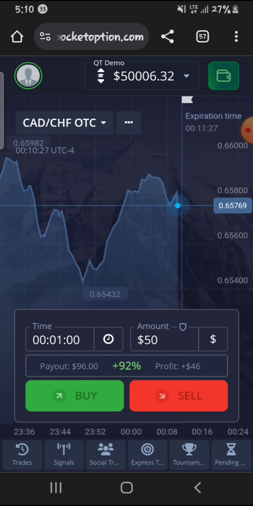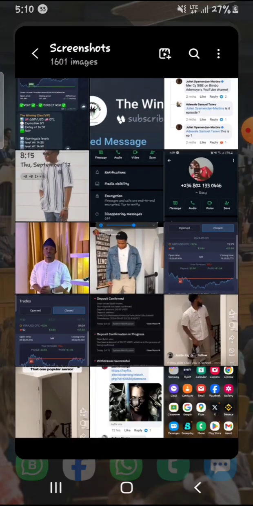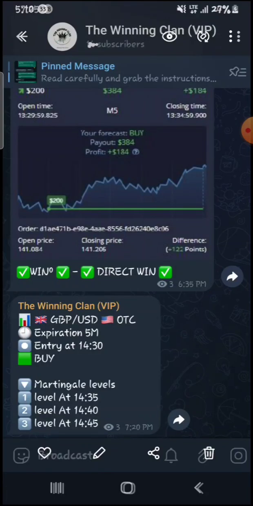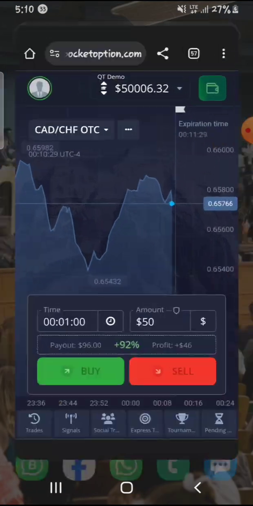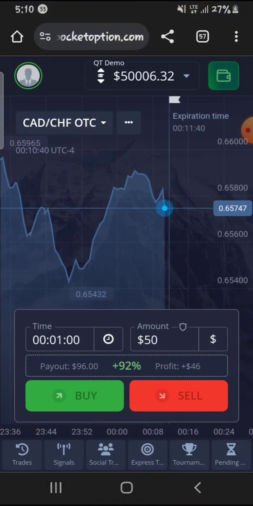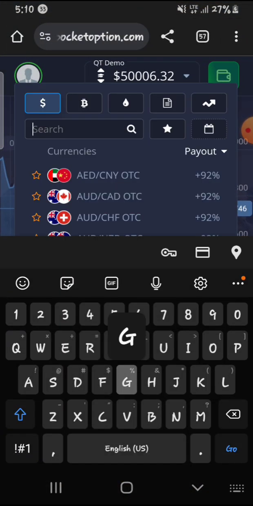So now let's go to a typical example of what our signals look like. This is an example of our signal. You can see GBP USD OTC. That's the name. I already discussed how to change the name: just come here, you can search for GBP USD, or you can scroll.